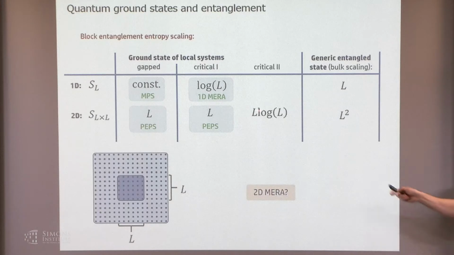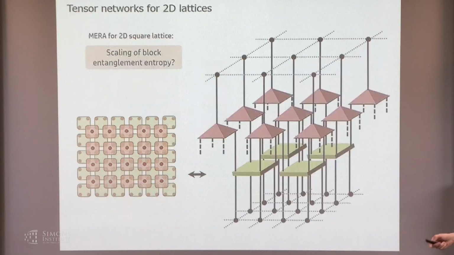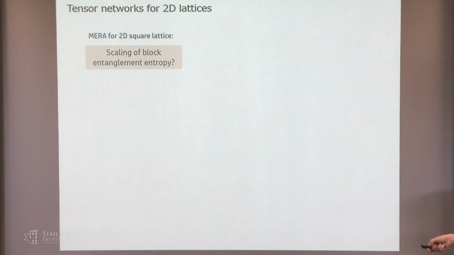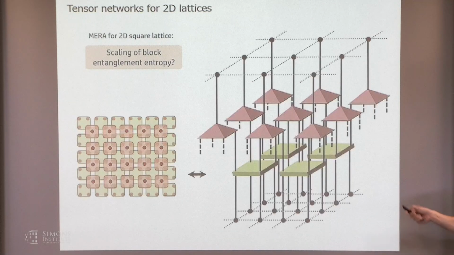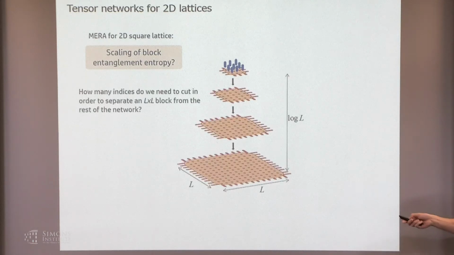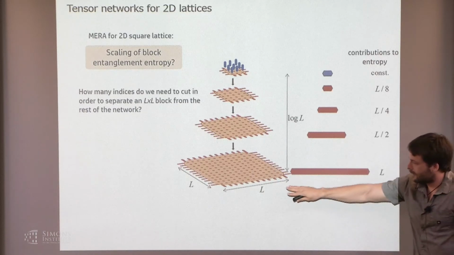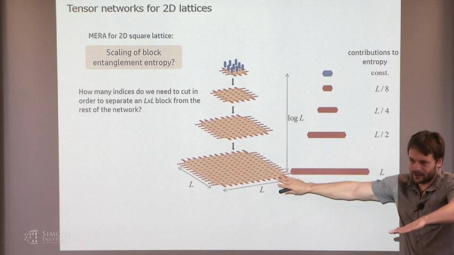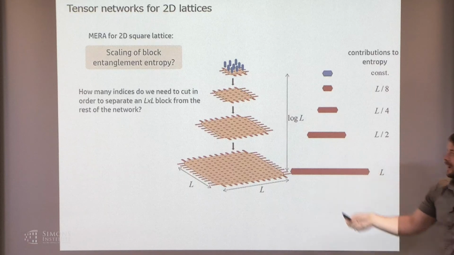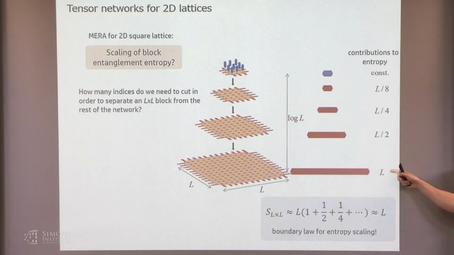So maybe you might expect that 2D MERA lives over here. It turns out it doesn't. This is our schematic representation of a layer of 2D MERA. We just have these 4x4 tensors interlaced. If we ask the question of how much entanglement can be in this type of structure, we go through the same manipulation where we look at an L by L block and ask what is the minimum number of indices I have to cut in order to separate this block from everything else in the structure. And you see here I have order L wires I have to cut at the lowest layer, order L over 2, L over 4, L over 8. All of these sum up just to order L.